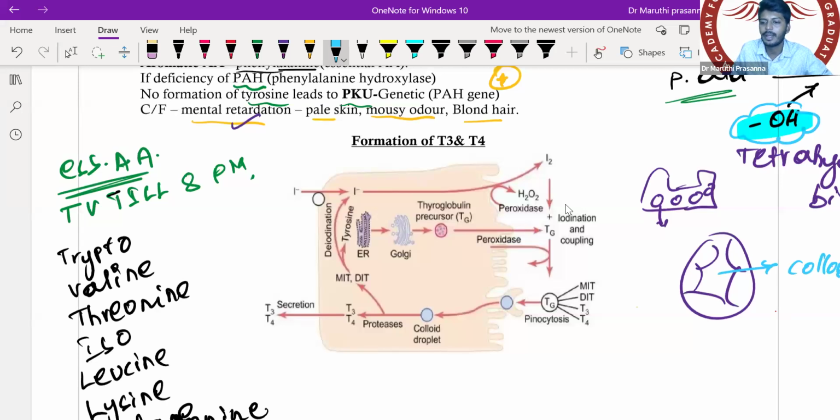Many students will get bored listening to this, especially colloid, because where all did you study the thyroid gland? Related to colloid, in how many subjects did you study it? You studied it in biochem. So many are there. Biochem. Okay, you studied it in pharmac. You'll study it in medicine also. Anyways, colloid is there, sir. Okay. Now colloid is there.